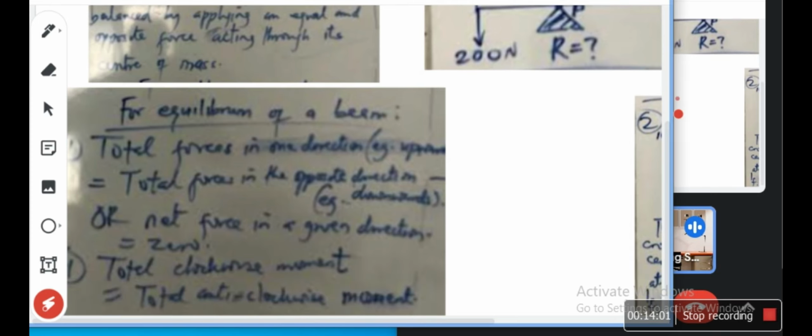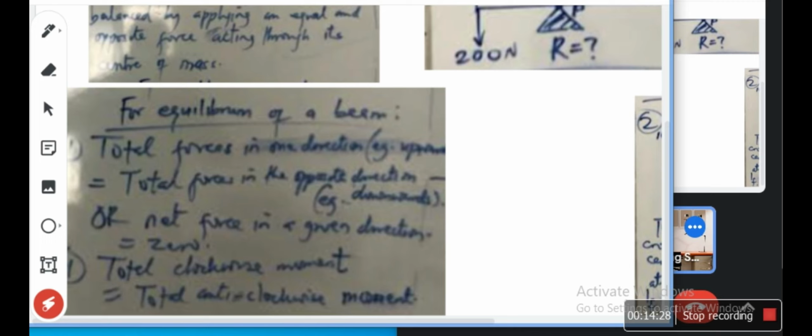Now, before I talk about the next condition, another way to put that is to say the resultant force is zero. Is that not what it means? If total force in one direction is equal to total force in the opposite direction, it means the resultant force in that direction is zero, isn't it?